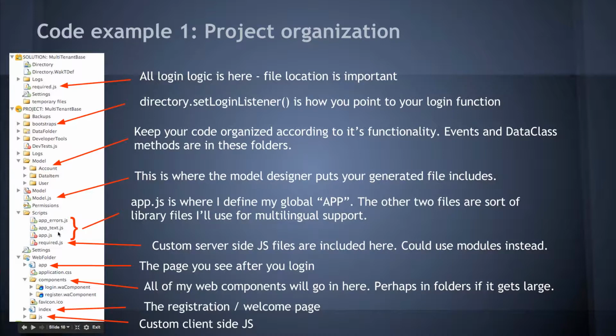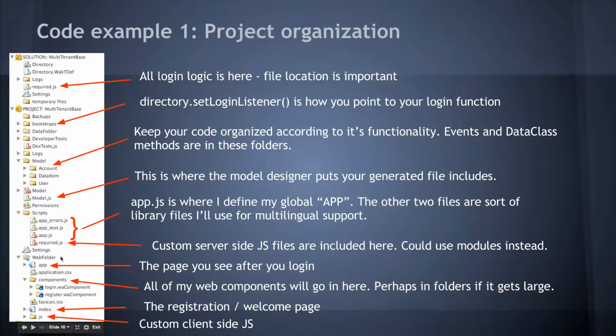App underscore errors and app underscore text. I'm keeping all of my error strings and error objects and generating those in here. I've tried to set it up that I'll be able to do multiple languages going forward, and text is going to be labels and alerts for the client side.